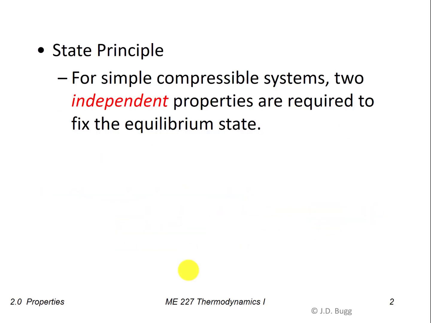So this leads us to the state principle. For simple compressible systems, two independent properties are required to fix the equilibrium state. So we're going to be using this fact that we only need to know two things to fix the state a lot as we go forward. Now next I want to talk about what we mean by fix the equilibrium state. Well, essentially that means find all the properties that we need. So if we're given enough information that we can find any property that we need at that state, then that state is said to be fixed. So we'll be using that term quite a bit as we go on.